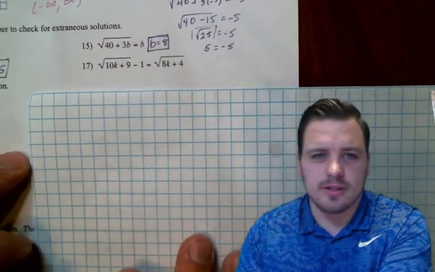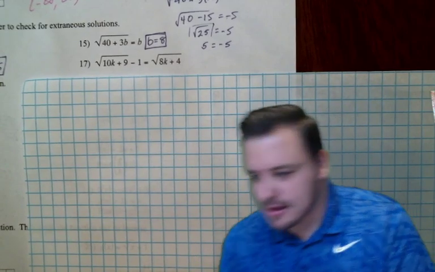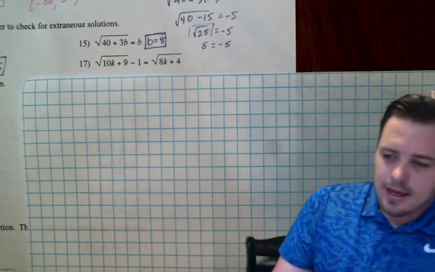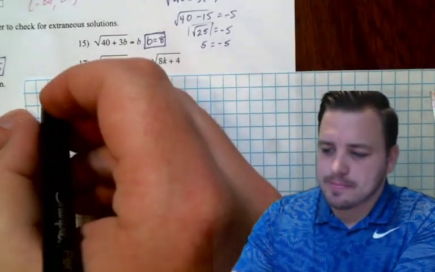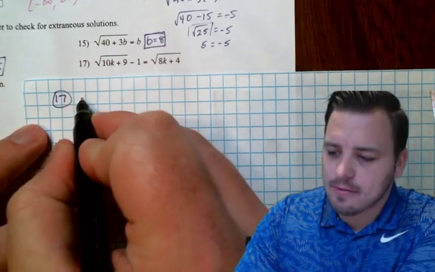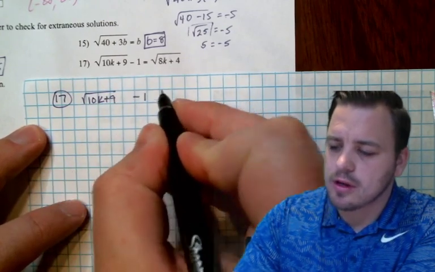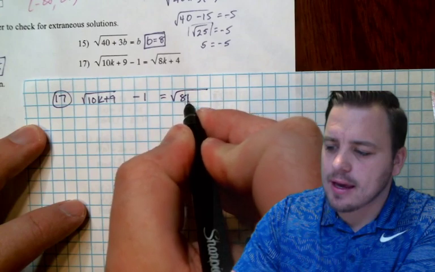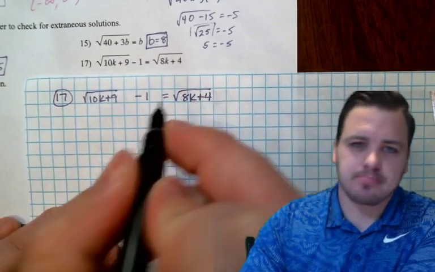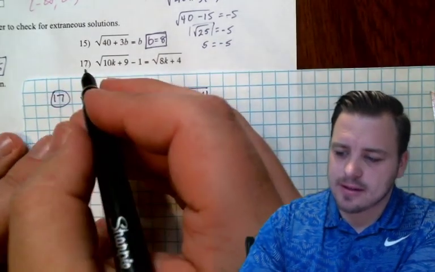And then looking at number 17. So 17 is one of those that can cause us a headache. So here we go, 17. I have radical 10k plus 9 minus 1 equals radical 8k plus 4. Now, first step, get the square roots off.